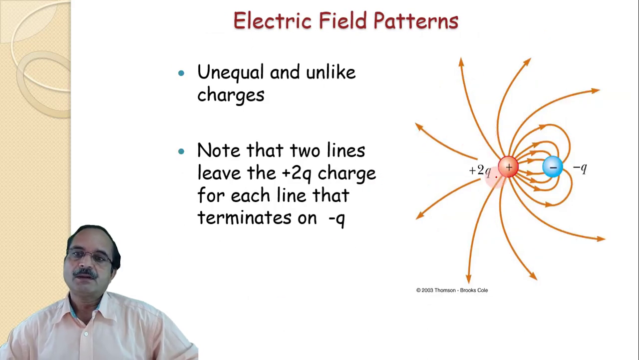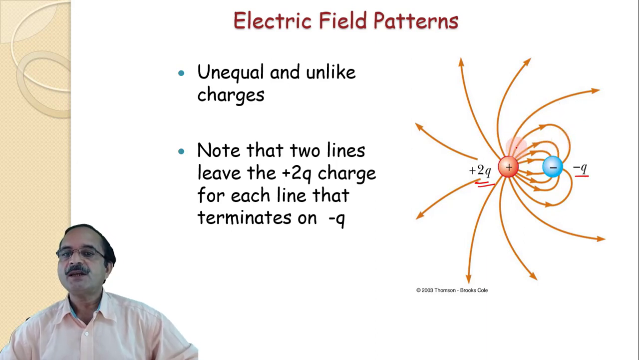Suppose this is a dipole, but the positive charge is 2Q and the negative charge is minus Q. Now in that case, two lines leave the positive charge for each line which terminates on the negative charge. So obviously the number of lines starting from a 2Q charge will be double as compared to the lines which terminate at a negative charge minus Q.